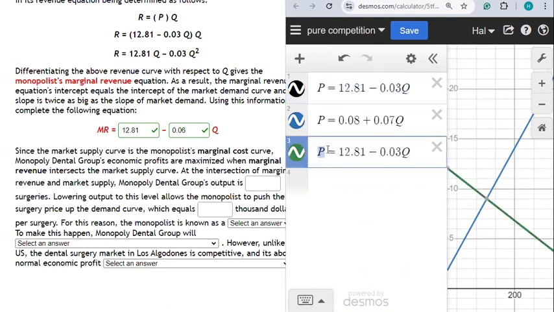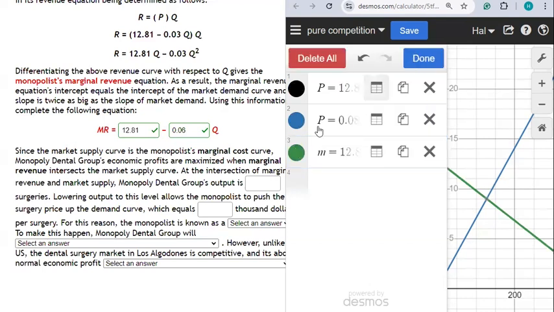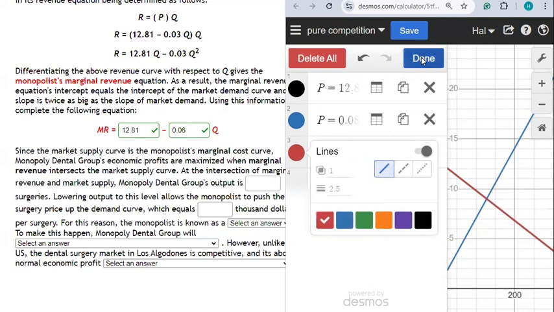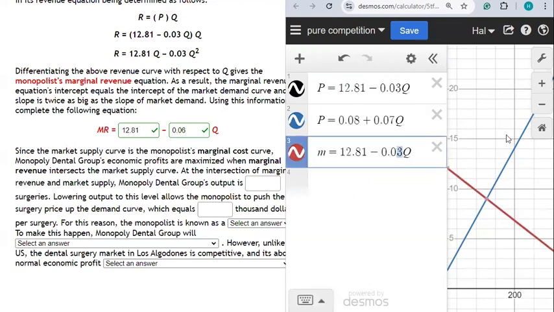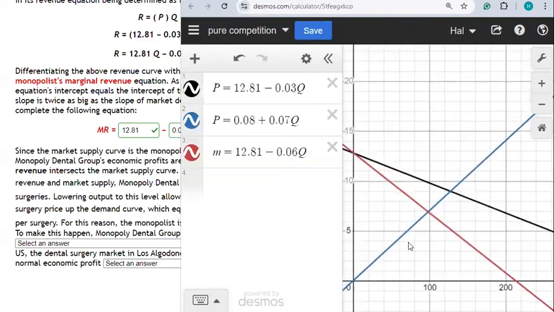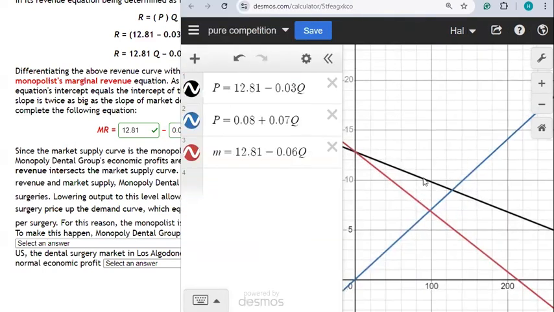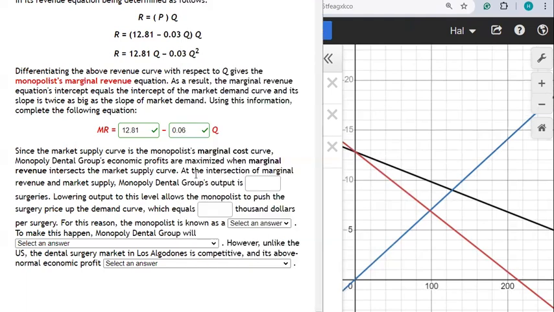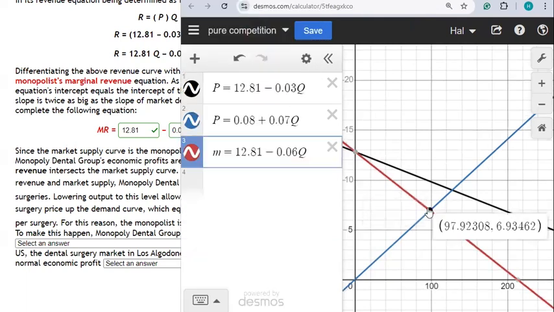Now I can't use MR here because Desmos wants to multiply M times R. So I'm going to use a little m. And I'm going to change that to red to match my graph. And I'm going to multiply this by 2, so that's going to be 0.06. You can see my marginal revenue equation, my demand equation, and the graph of my marginal cost curve for the monopolist. At the intersection of marginal revenue and market supply right here, you get what the monopolist wants to perform in terms of dental surgeries.